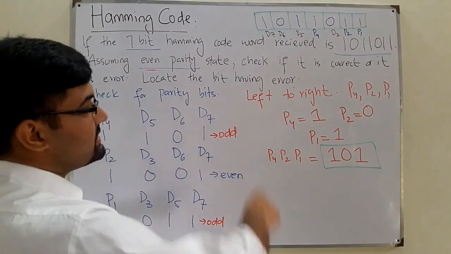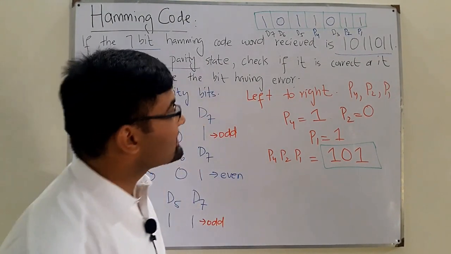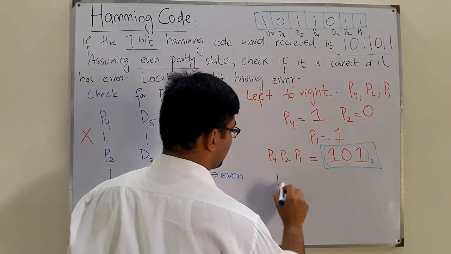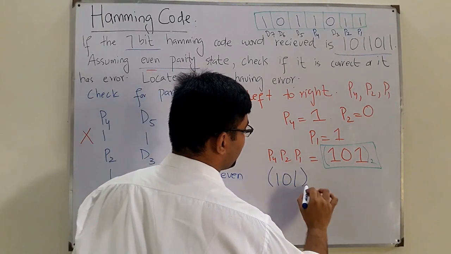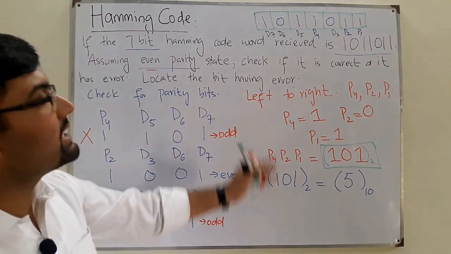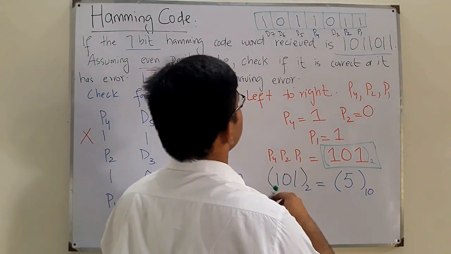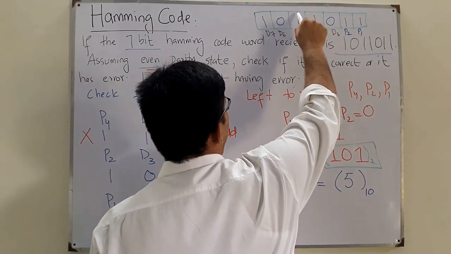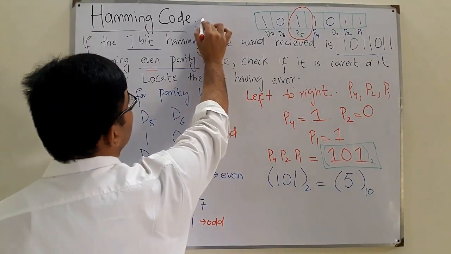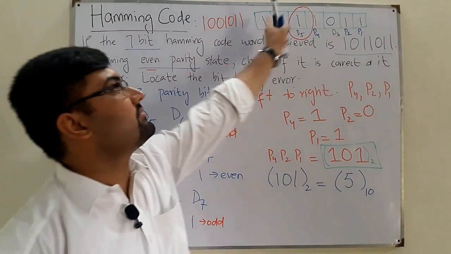All right. Now what does this 101 tell you? What do you think it tells you? You don't know? Let me tell you. This is in binary, and if you convert it to decimal, 101 in binary is equal to 5 in decimal. You know that. And what does this 5 tell you now? It tells you that the bit number 5 in this Hamming code has an error. It is wrong, which means this D5, in place of being a 1, should have been a 0, which means the original signal sent was 1001011. This was the original signal sent, and we received this signal.